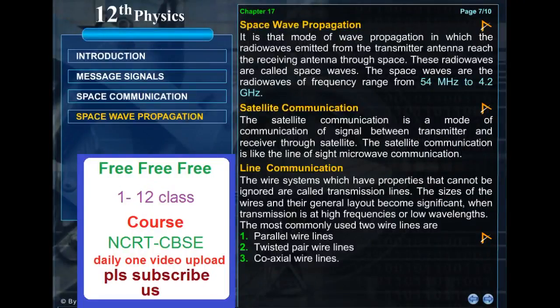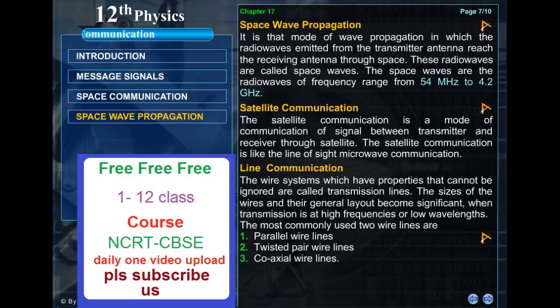Satellite communication. The satellite communication is a mode of communication of signal between transmitter and receiver through a satellite. The satellite communication is like the line of sight microwave communication.